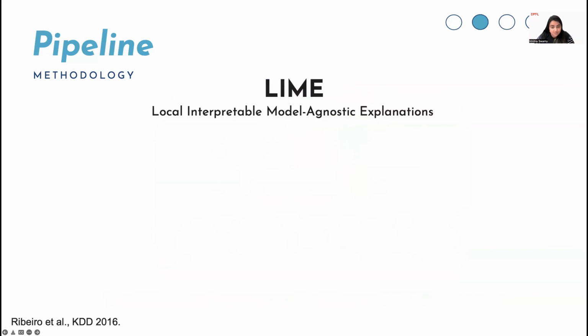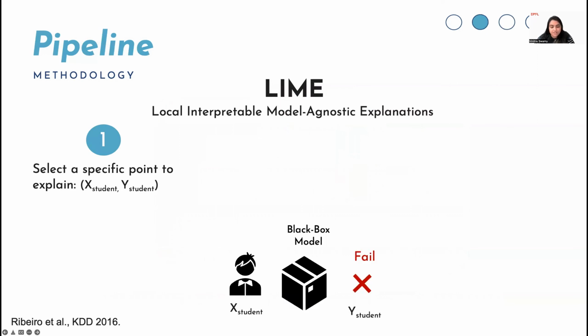So now we go to LIME, which is arguably the most popular explainable AI method in recent years. The way LIME works is as such. We first pick a specific point to explain. For student X, they end up with prediction Y. So student X failed the course according to our predictive model, and we have Y. Now we're trying to figure out why exactly this model made this prediction.